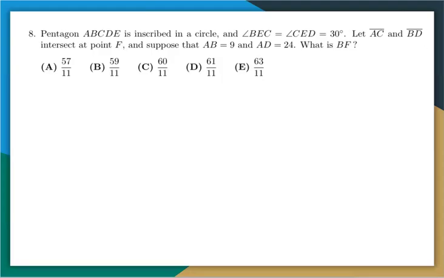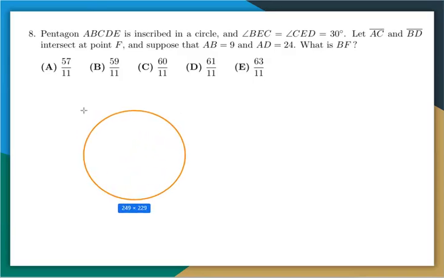Hello, we have number 8 from 12A. A pentagon ABCDE is inscribed in a circle, and angles BEC and CED are 30 degrees. AC and BD intersect at a point F, and AB is 9 and AD is 24. What is BF? We don't really have anything other than the words.